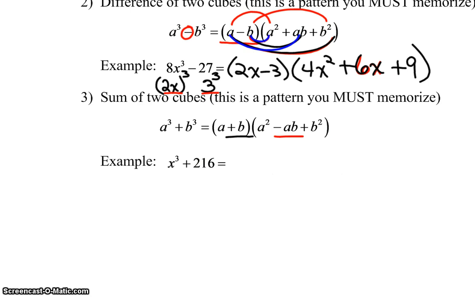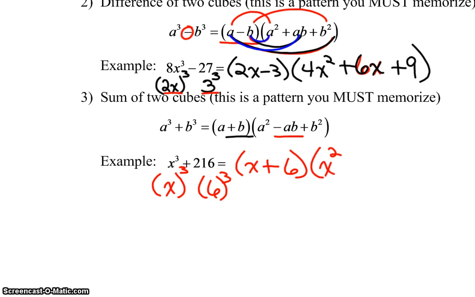So, on our example, to get x cubed, we had x to the 3rd power. To get 216, it was 6 to the 3rd power. So our a position is x, our b position is 6. So we started with x plus 6. Square the a and you get x squared. Now we need to multiply the 2 pieces together, and x times 6 is a minus 6x now.